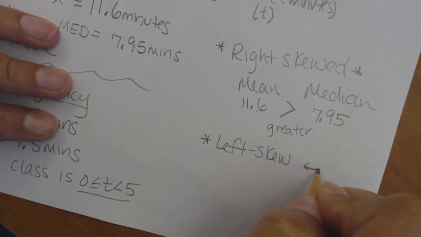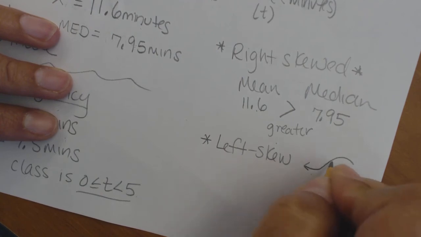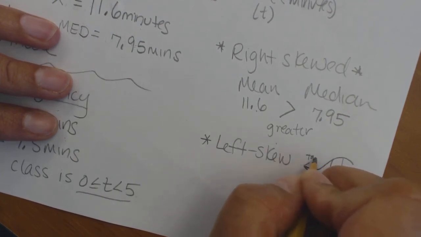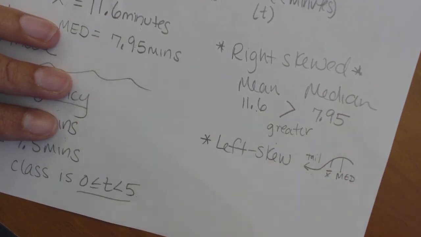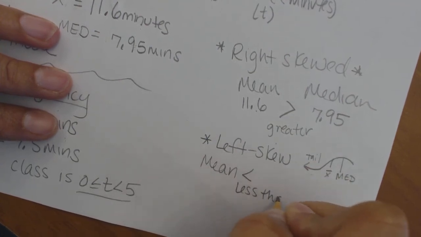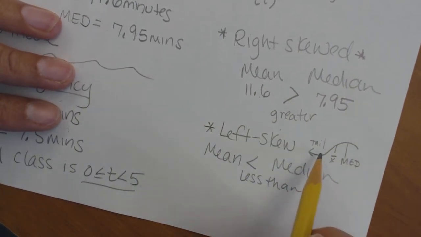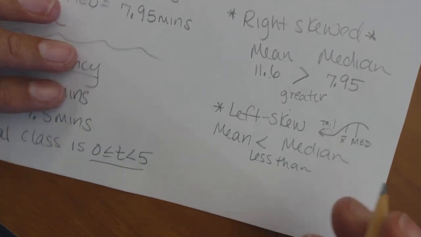is where it would look like this, where our tail goes towards the left. And in left skew, we would see that our X bar, which is mean, would be towards the tail here. And our median would be on the other side. So this is when our mean is less than our median. Because again, there might be an outlier that lies over by the tail by itself, and there might be only one or two of those numbers. That's why they're called outliers, because they lie outside.